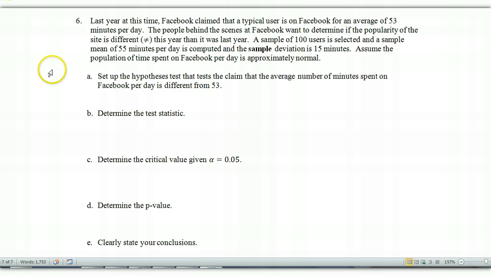Alright, so our claim is going to be H naught, the mean still equals what it was last year, 53. And H1, our alternate hypothesis, is the mean is not equal to 53. Again, they told us to use not equal, different. So mean is equal, mean is not equal. Determine the test statistic. How do we do that? We run the test, right? That's how you get the test statistic.